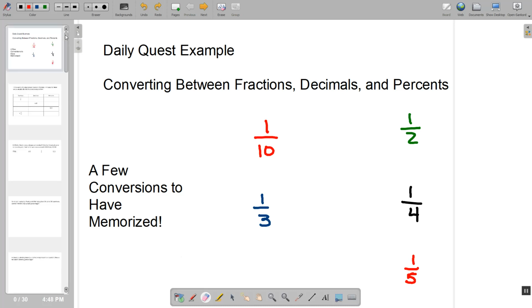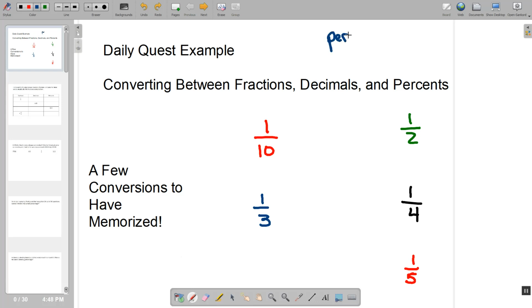This week we are going to cover converting between fractions, decimals, and percents. And I want you to understand before we start working that these are all representing the same numbers. These are not necessarily three different things. Percents are definitely the one we've worked with the least so far.